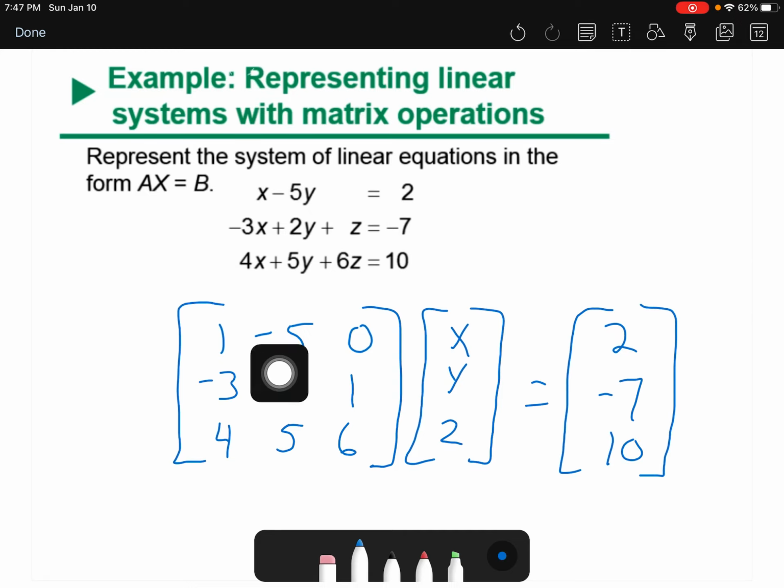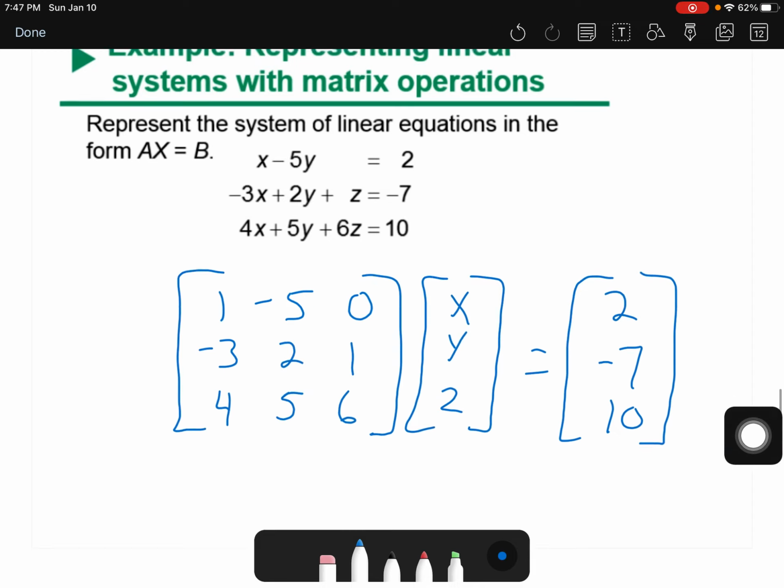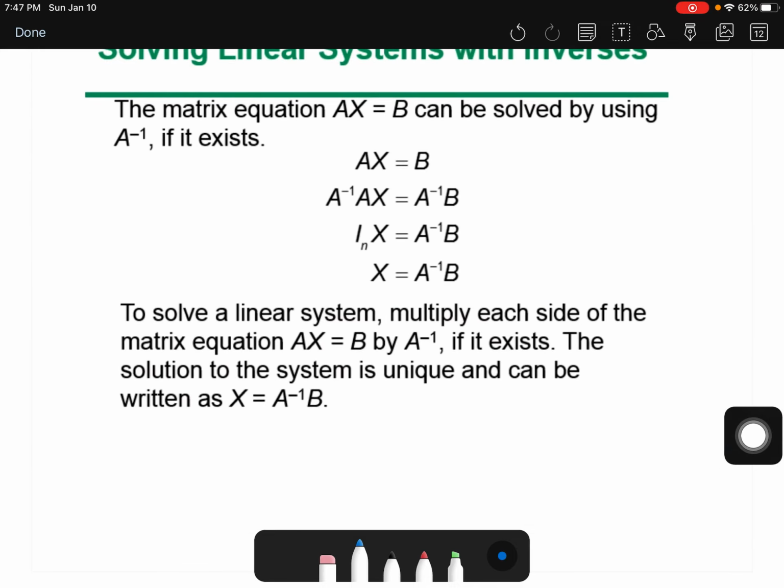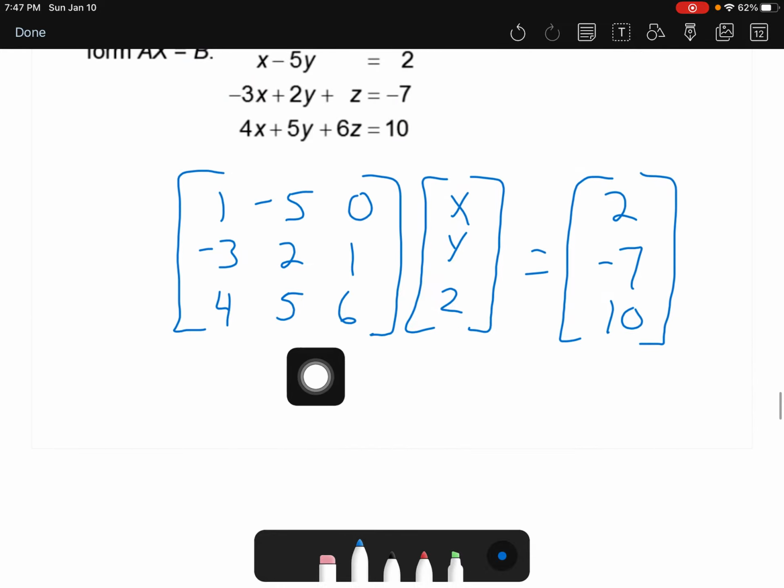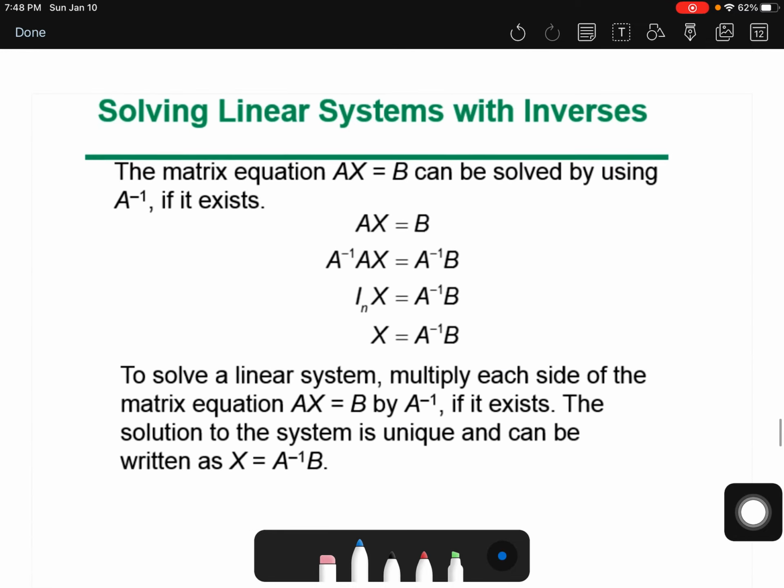Okay, so there we've set it up in the form A, which is our coefficient matrix, times x, which is our variable matrix, equals b, which are our constants over here. Okay, now for solving, once you do that, you can use an inverse of your coefficient matrix. If we find the inverse of that and multiply it on this side, it would cancel this matrix out and just leave us with the identity matrix. But then we multiply it on this side as well, and when we do that, it solves for the x, y, z, the variables, and that gives us the solution to that system. So that's kind of the idea here.